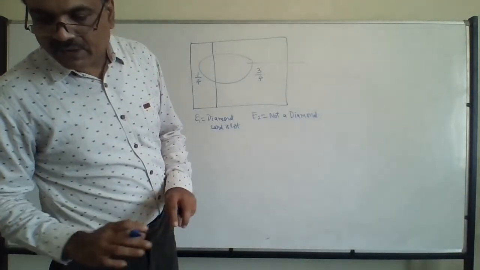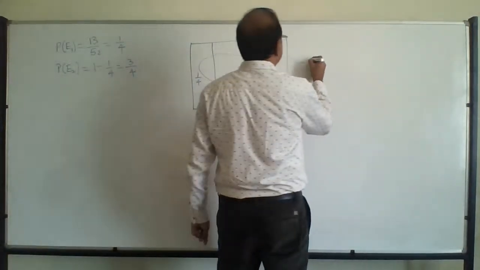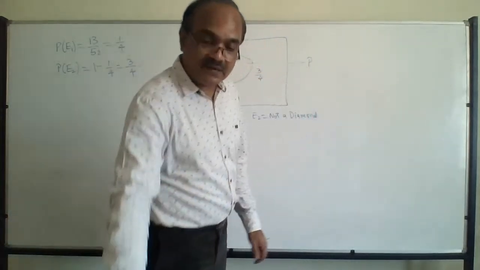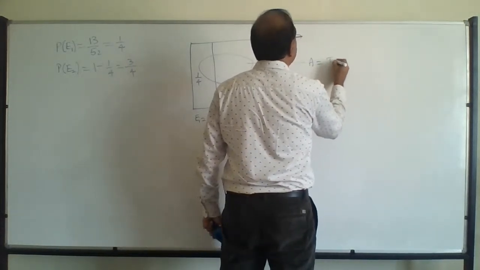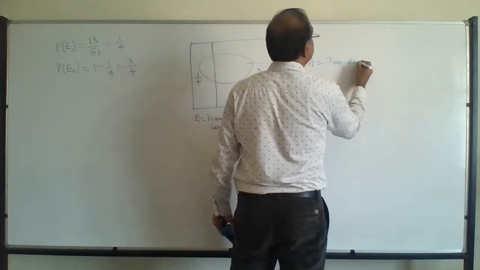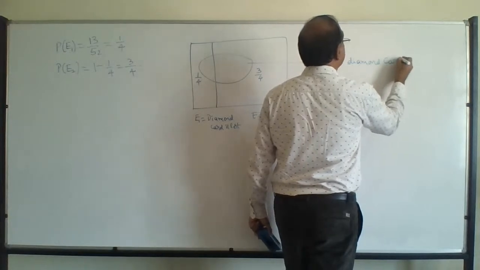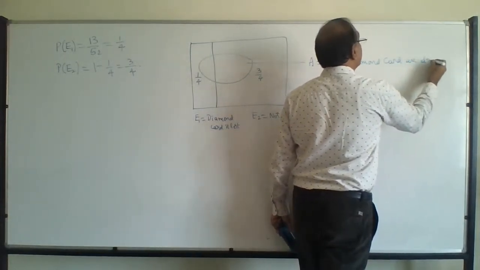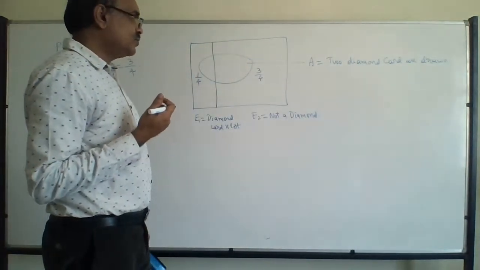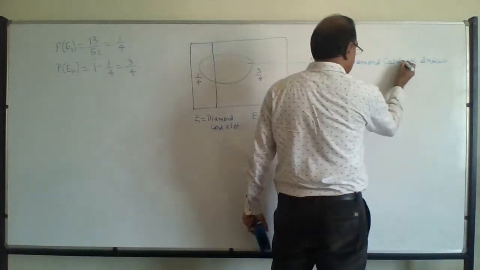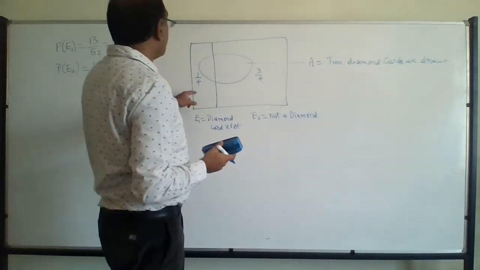From the remaining cards of the pack, 2 cards are drawn and are found to be both diamonds. So now you got this event A. Event A is what? 2 diamonds you got. When you picked 2 cards, both you got 2 diamonds. 2 diamond cards are drawn. Now, what is the probability that the lost card is a diamond?